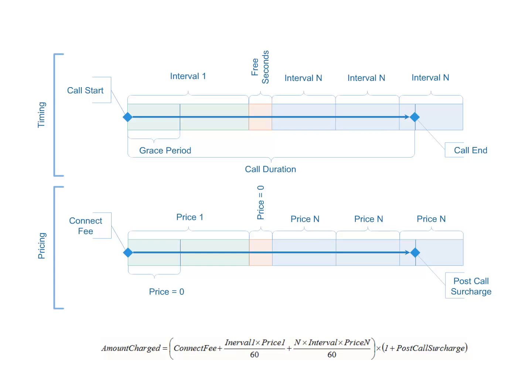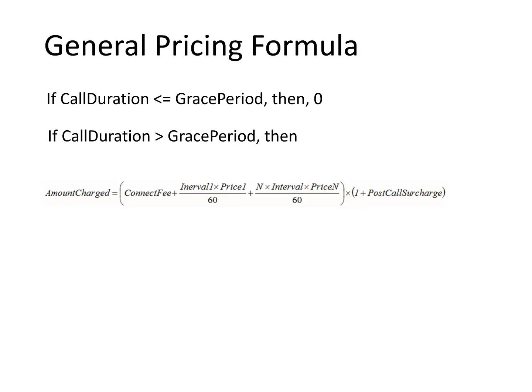Post-call surcharge is the amount of additional fee that will be added as a percentage of the sum of all charges. So the resulting formula is that, if the call lasts less than or equal to the grace period, the charge is 0. If the call lasts longer than this, the charge is the sum of the connect fee, the length of interval 1 multiplied by the price of interval 1, and the length of interval n multiplied by the price of interval n and multiplied by the number of intervals n, plus the post-call surcharge, which is a certain percent of the total cost charged for all intervals and the connect fee.